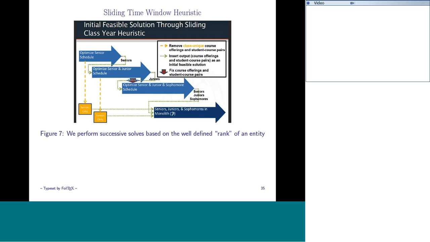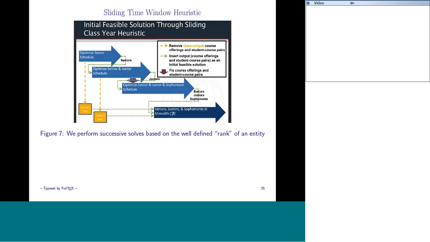We wind up solving this with a sliding time window heuristic, and we perform successive solves based on the rank of a class. So we try to schedule the seniors first and then the juniors and so forth. We have something that works relatively well and tends to eliminate a lot of these unscheduled student course pairs. We're still refining this a bit because my Air Force officer had to go to Korea for a year. So we're hopefully going to finish this.